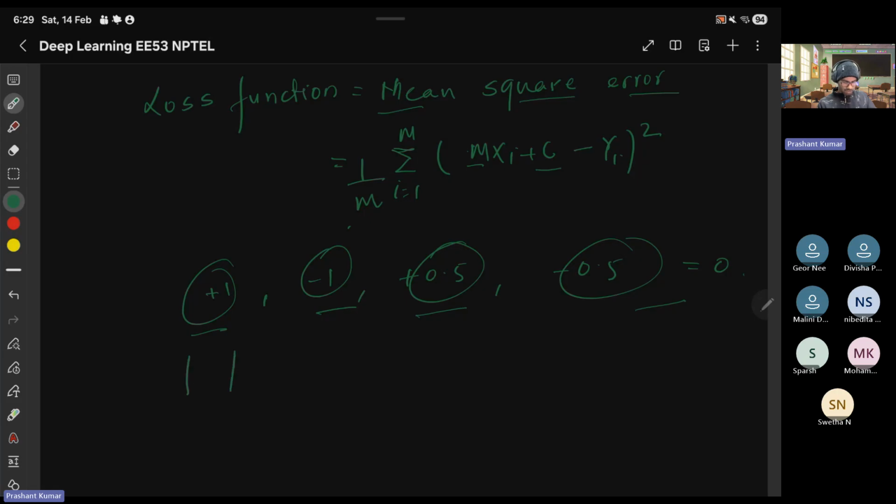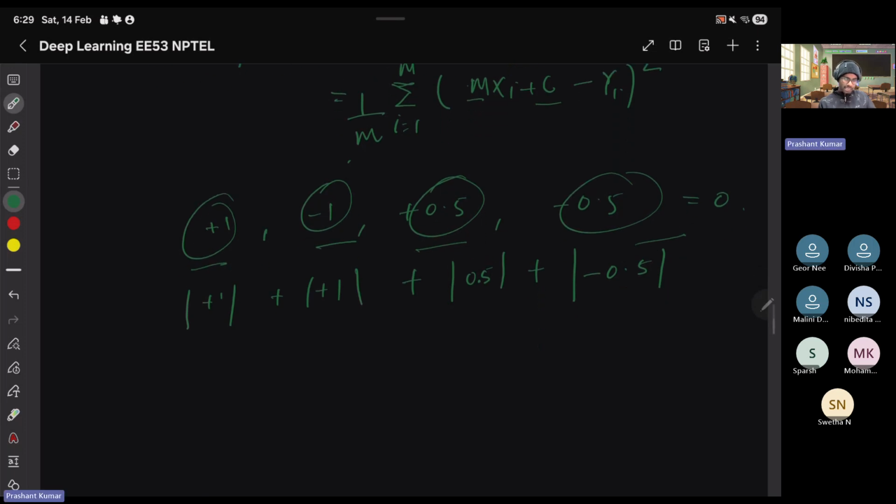So I can take the absolute value. That should work as well. Right. Yeah, that's right. However, taking the absolute value basically creates some kind of linear relation.